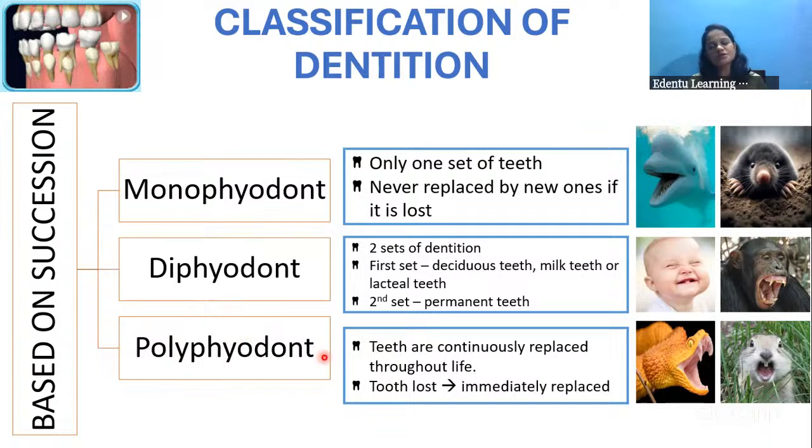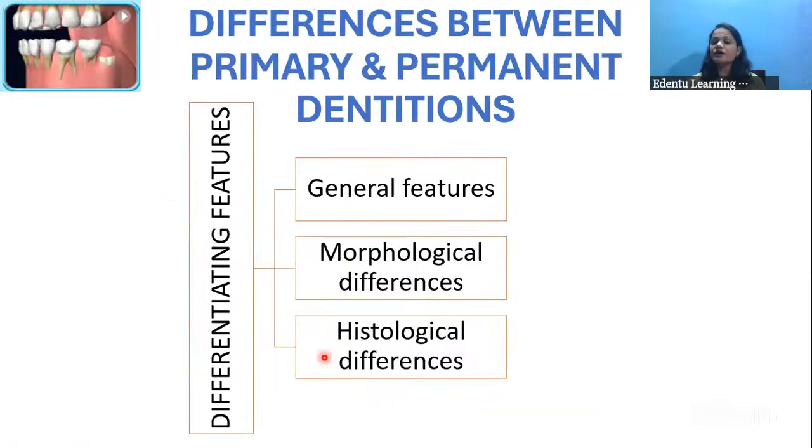We humans are mainly diphyodont, and we have two sets of teeth. The first one is the primary set, and the second one is the permanent set. If you look at the primary set and the permanent set, there are huge differences between both sets of dentition. So let's see today what these differences are between the primary and the permanent dentition. For explanation purposes, we can divide the differentiating features into three categories. First is the general features. What are the general differences between the primary and permanent dentition?